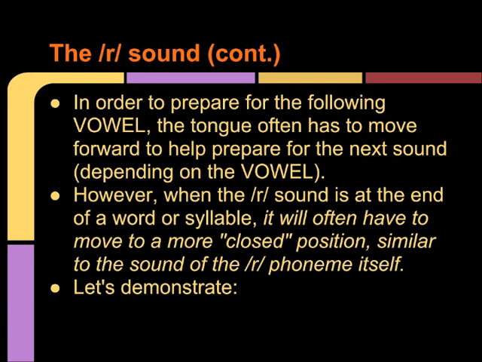In order to prepare for the following vowel, the tongue often has to move forward in order to prepare for the next sound, depending on the vowel. However, when the sound is at the end of a word or syllable, it will often have to move to a more closed position, similar to the sound of the phoneme itself. Let's demonstrate.